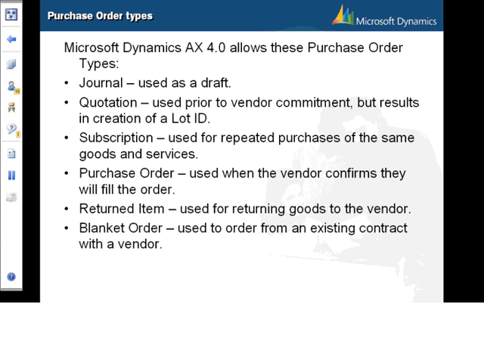Next type of order is purchase order. This type is used when the vendor confirms they can fill the order. When you create a new order, the type can be set to default to purchase order type in the parameters form, depending on the client's business process. Returned item. This type is used when you return goods to the vendor. A return merchandise authorization number supplied by the vendor is required when entering this kind of order.